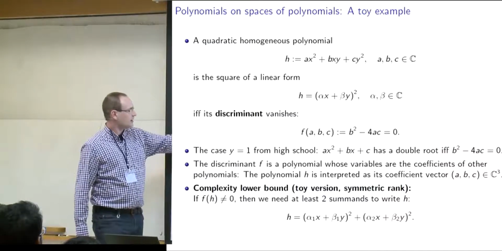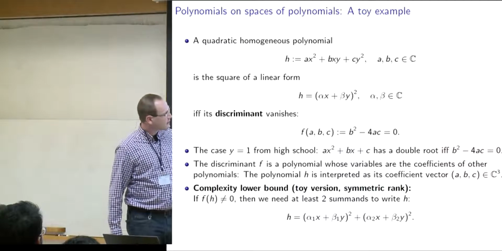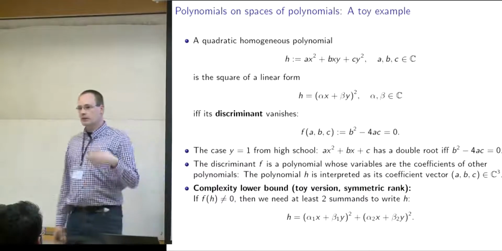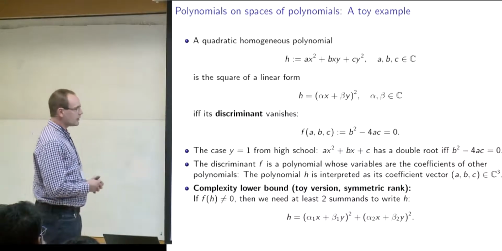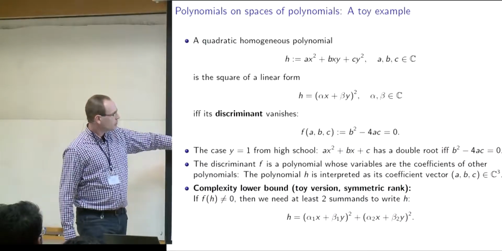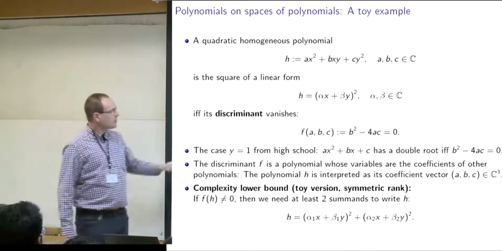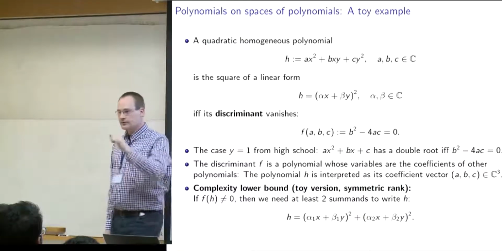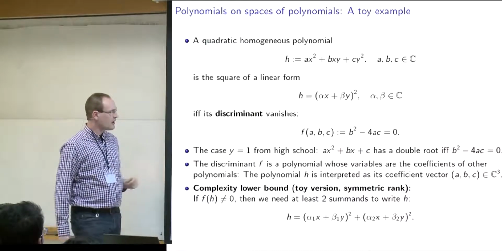If you dehomogenize this case, setting y equals 1, you get exactly the high school case: ax squared plus bx plus c has a double root if and only if b squared minus 4ac is 0. So what is this b squared minus 4ac? This is precisely what we think of as a polynomial on this space of polynomials. Now the variables are the coefficients of other polynomials. The polynomial h is only interpreted as its coefficient vector, there's only this a, b, and c, and this is a vector in C cubed. And we have a polynomial b squared minus 4ac.